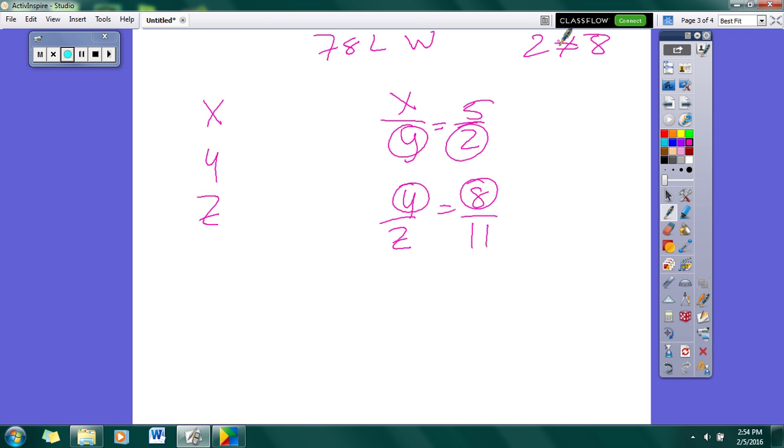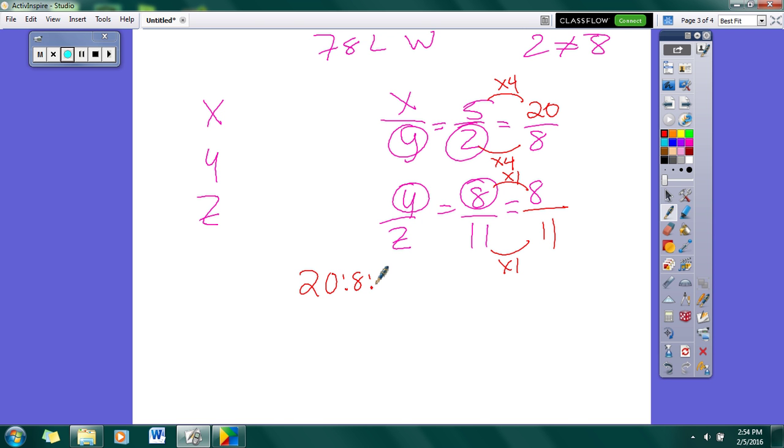So what number can both 2 and 8 go into that's a common multiple? 8, they can both go into. So wherever I see a circle, I'm going to set it equal to 8. How do I get from 2 to 8? I multiply by 4. Therefore, I'm going to multiply this by 4 and get 20 over 8. I'm going to multiply this by 1, and I'm going to get 11. So my ratio is 20 to 8 to 11. Now it says my total is 78. How much water was poured in X?